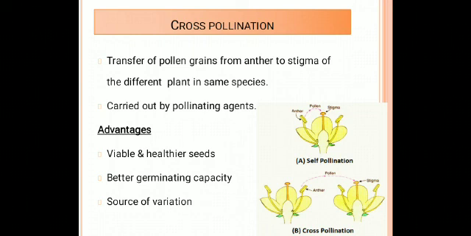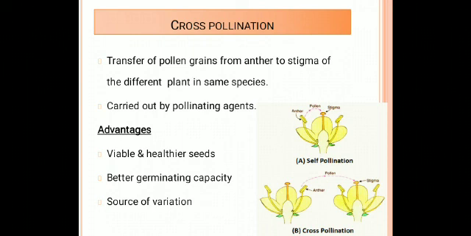The advantages of cross pollination: the seeds produced are viable and healthier, with better germinating capacity, and it is a source of variation. If we cross one plant with another plant, the flower gets varied, so it is a major source of variation. These are the advantages of cross pollination.